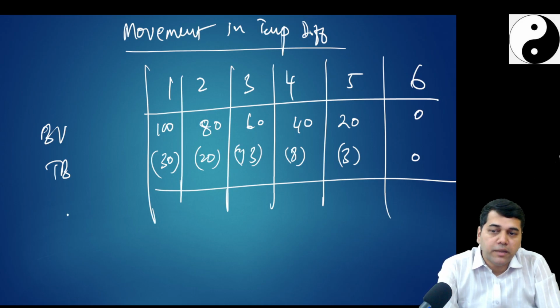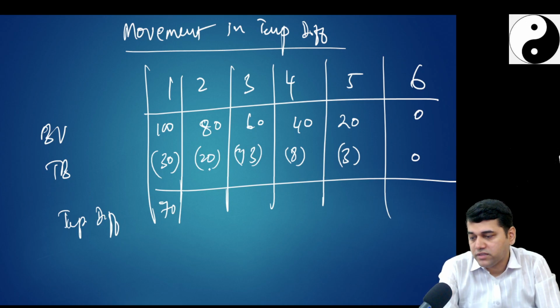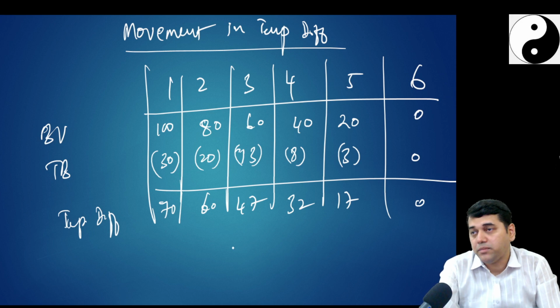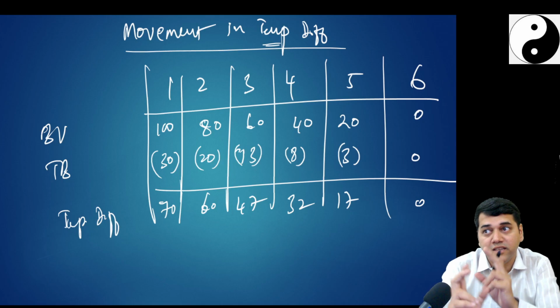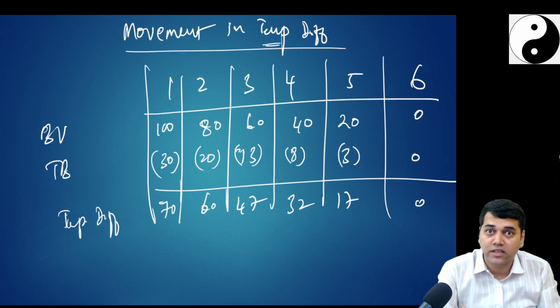Now, do you have a temporary difference? Yes. How much? 70, 80 minus 20, 60, 47, 32, 17, 0. Now, is this a taxable temporary difference or a deductible temporary difference? Why? Book value is more than the tax base. But did they ask me deferred tax or movement in temporary difference? They didn't ask you movement in temporary difference. Understand there is a difference between movement in deferred tax and movement in temporary difference. Look into the question for what exactly they are going to ask.